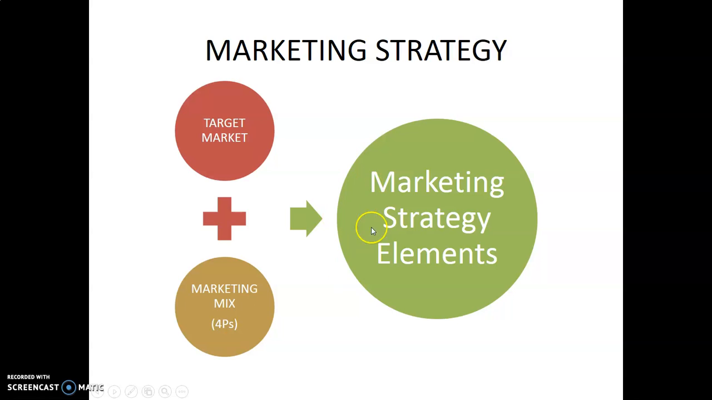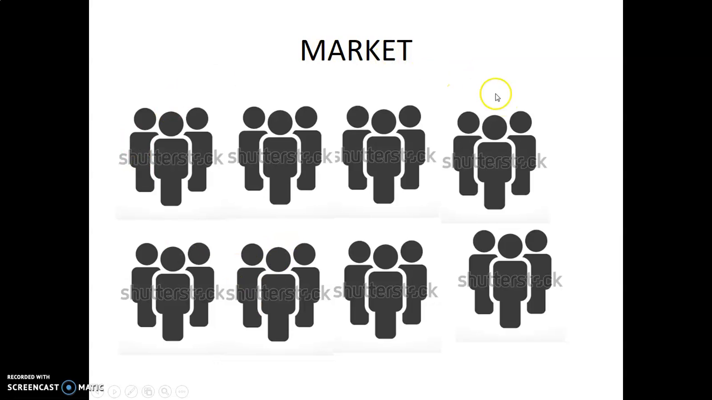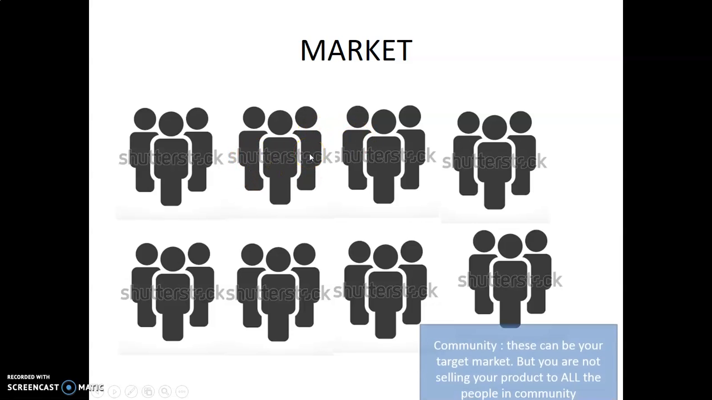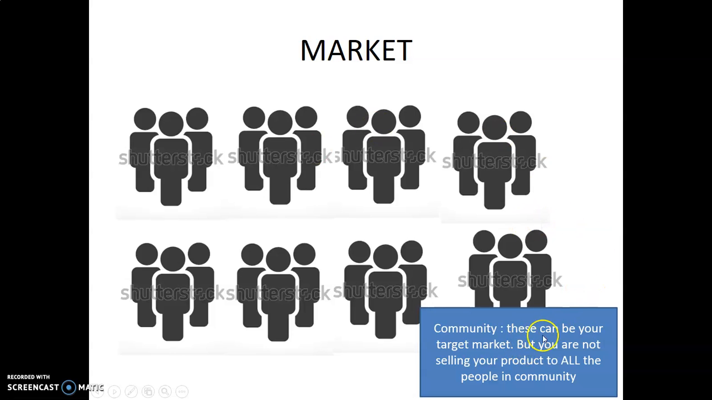So in the marketing strategy, there are two elements. The first one is target market. We covered that. The second one is marketing mix, 4Ps. Easy, yeah? Now, market. I put all these people in one color only, because when you talk about market, you don't divide it yet. It's the public. Now, this is a community. This can be your target market, but you are not selling your product to all the people in the community. This is when you see the community as one unity.